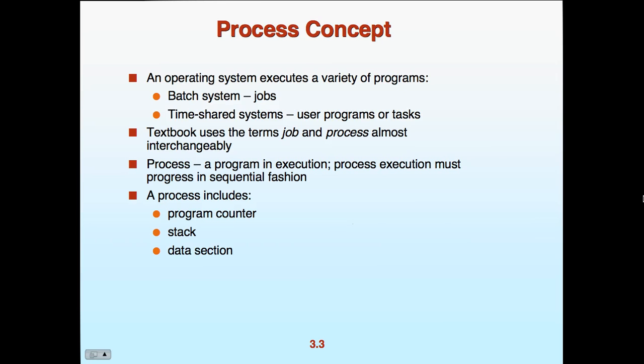So a process includes a couple of different items associated with it, and you might think of a process as a memory abstraction as well. Each process owns its own little piece of memory. Well, it's allocated to it. It doesn't really own it. It gets access to a fixed amount of memory, and inside of that memory we have a program counter, a stack, and we have a data section.